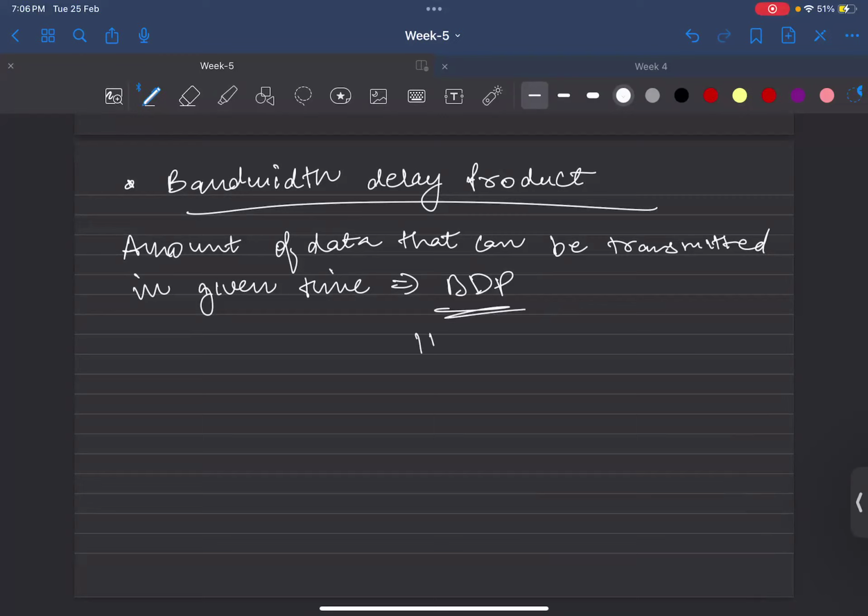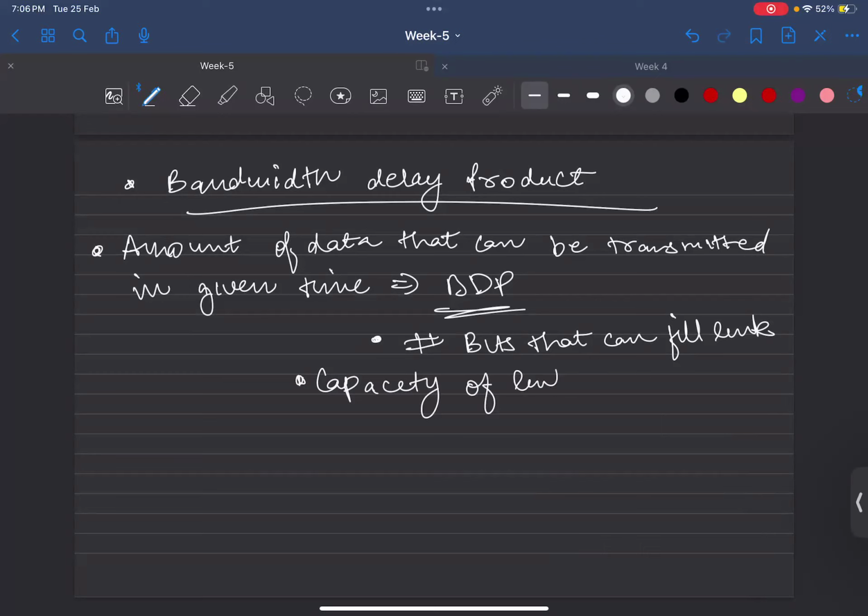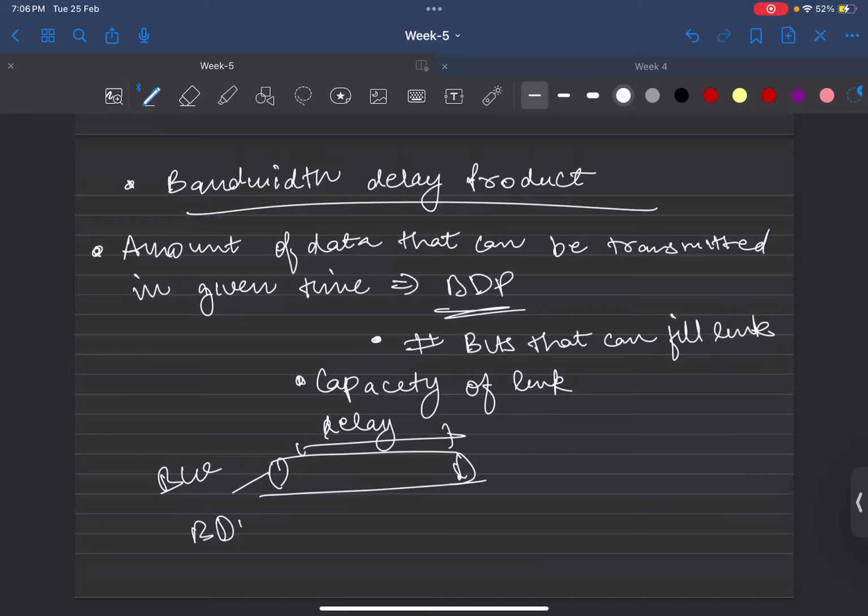Or I can say how many bits can fill the link, that is bandwidth delay product. Or the capacity of the link, that is bandwidth delay product. So I have a link. This cross section is my bandwidth, and this length I'm taking as the delay. So bandwidth delay product is bandwidth into delay.